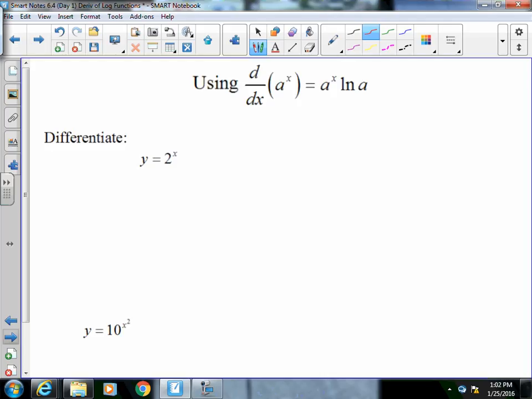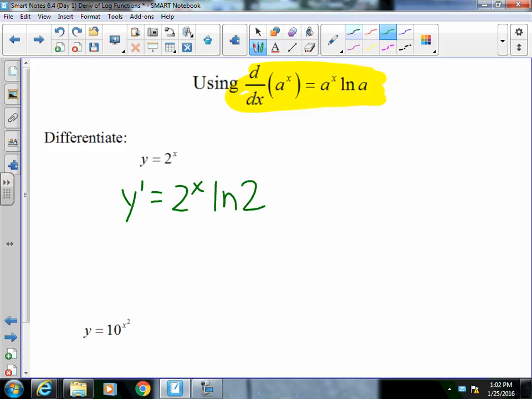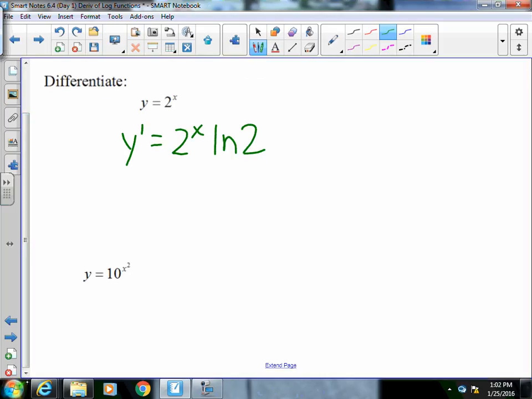Second example, d over dx of a to the x, and this is not one that was on the front, so, scratch that, I'm trying to highlight. We need to memorize this. So, the derivative of y equals 2 to the x is going to be 2 to the x ln of 2. That's pretty easy because x's derivative is 1. If x is anything other than 1, you're going to have to multiply by its derivative.